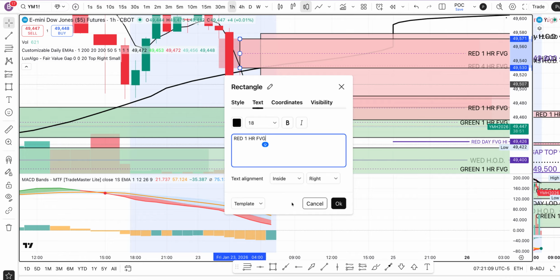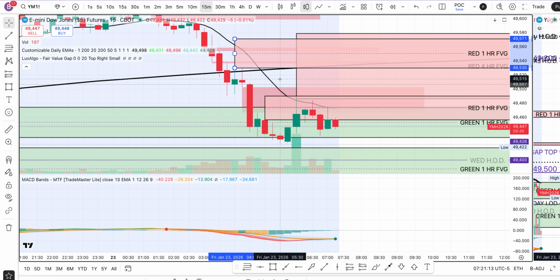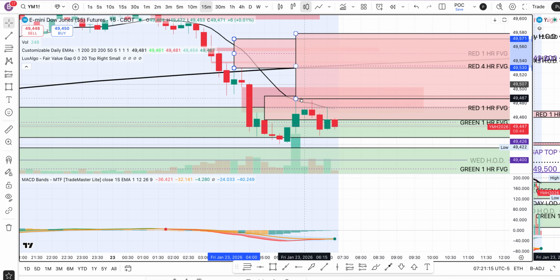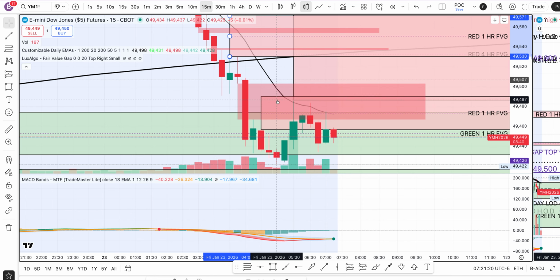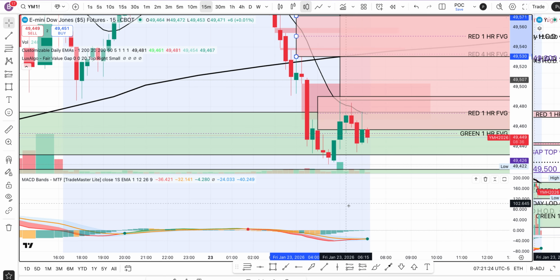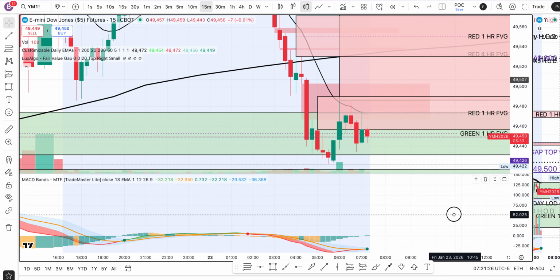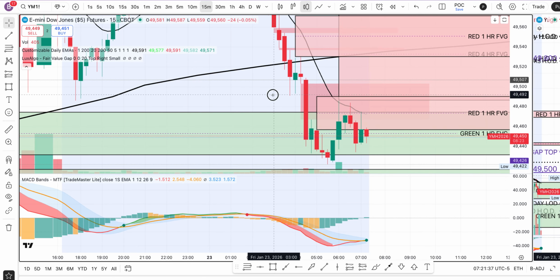Now we're going to jump down to 15-minute charts. We're not going to actually mark the 15-minute fair value gaps. We're just going to use the ones we already have. The very first thing we need to do on the 15-minute chart is qualify our direction. If MACD is pointing down on the 15-minute chart, then we're only allowed to take shorts. Same thing if it's pointing up, we're only allowed to take longs.